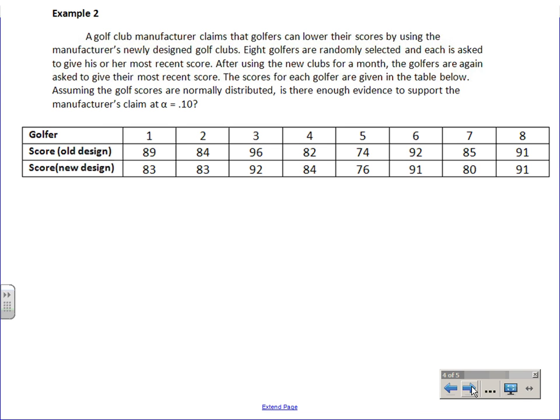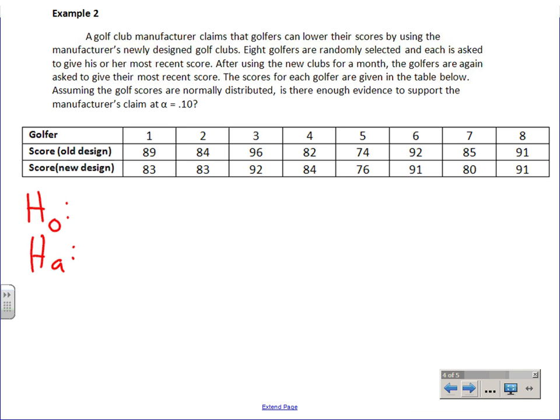The scores for each golfer are given in the table below. Assuming the golfers' scores are normally distributed, is there enough evidence to support the manufacturer's claim? Well, the first thing we should always start with in these, and I know you're probably getting sick of it, is the hypotheses. And now remember, we are talking about the difference in the mean still.